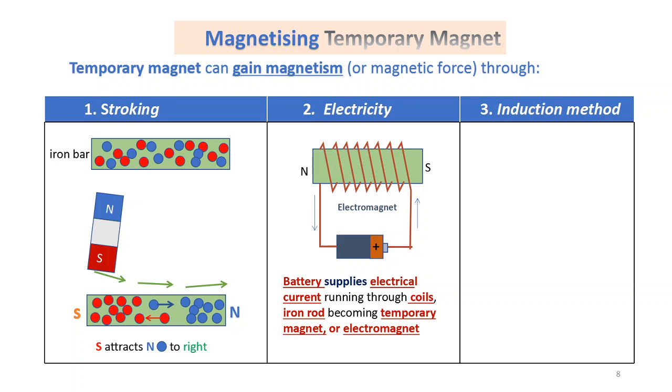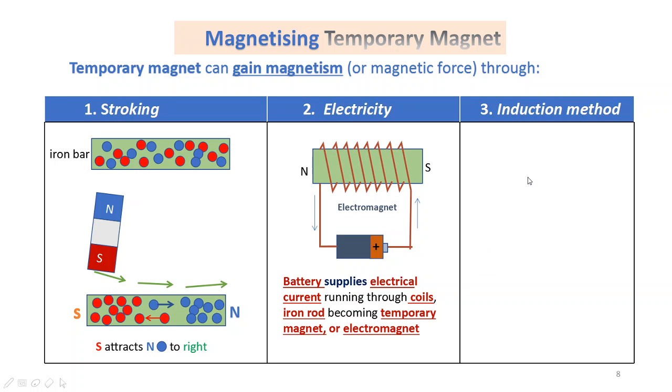Second method is using electricity. This method we call electromagnetic method. In this example, we're using the batteries to supply electric current running through the coils. The iron rod becomes a temporary magnet, or we call it an electromagnet.